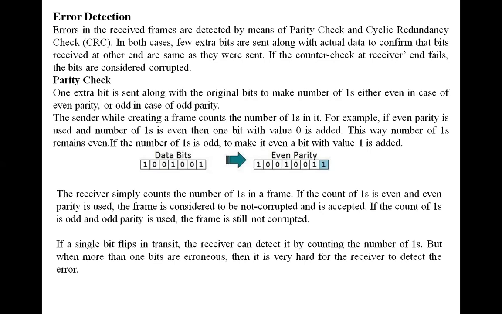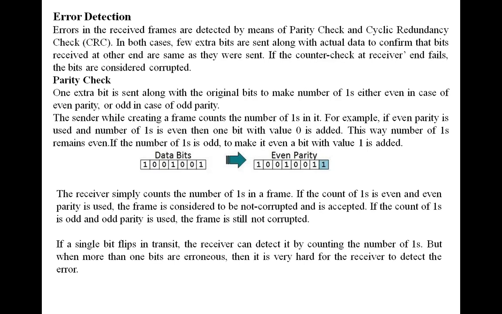At the end of the particular bits, we are sending one extra bit that is called a parity bit. The receiver comes to know whether this data is even parity or odd parity. There are mainly two types of parity checks: one is even parity, the second one is odd parity.